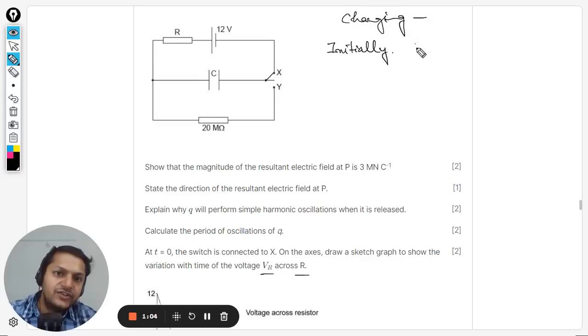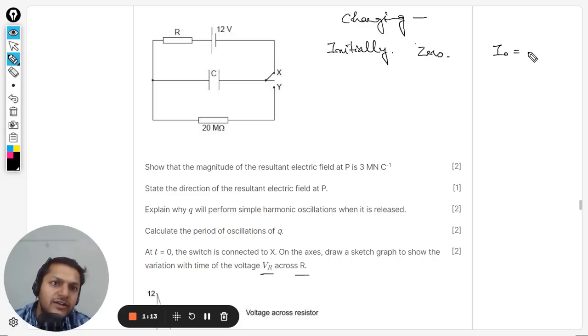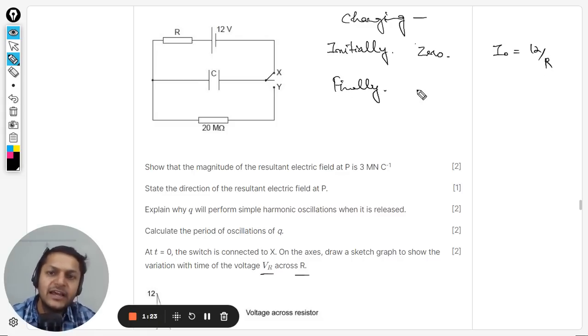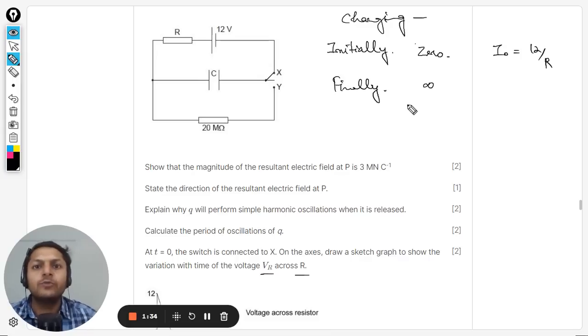So initially the capacitor acts as if there is zero resistance. So obviously the current will be maximum, and that will be clearly 12 by R. But finally, when everything has taken place, the capacitor starts acting as if its resistance is infinite, because at the end of the day the plates of the capacitor are detached. Obviously current cannot keep on moving through it because the circuit is actually broken.